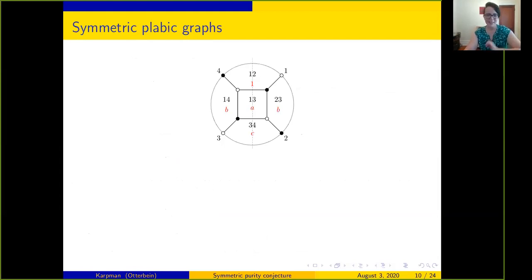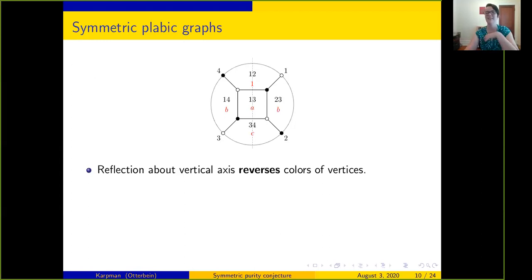So let's take a quick look now at these symmetric Plabic graphs. The idea here is that we say a Plabic graph is symmetric if when you reflect across the vertical axis, you preserve the underlying network but flip the colors of vertices. In particular, this means you're not allowed to have a vertex right on the midline, because what would you do with it? It would have to be simultaneously black and white.